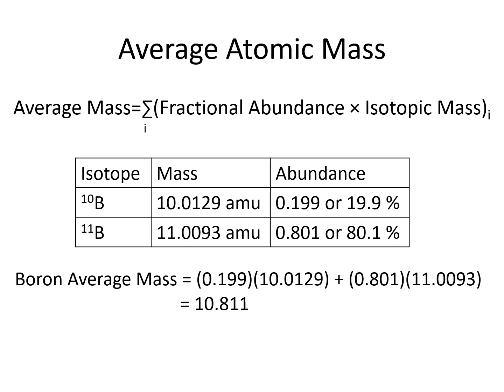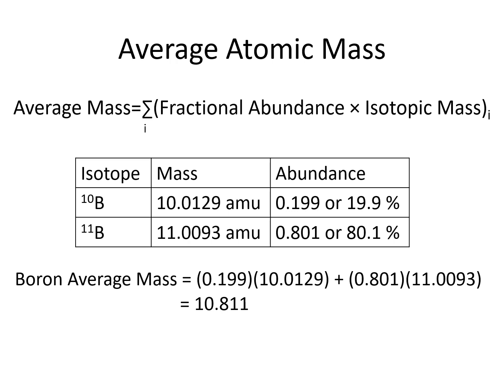Our first step would be to take those abundances in percentage form and turn them into decimal form by moving the decimal point over 2 places to the left. We would write 19.9% as 0.199, and we would write 80.1% as 0.801. Those fractional abundances will tell us how much weight to place on each of our masses in our weighted average. The one that's more abundant will count for more in our average, and the one that is less abundant will count for less.